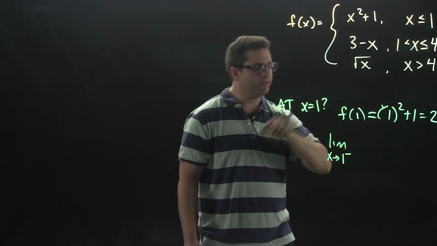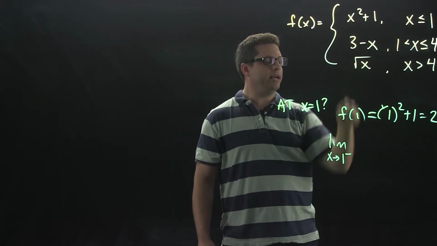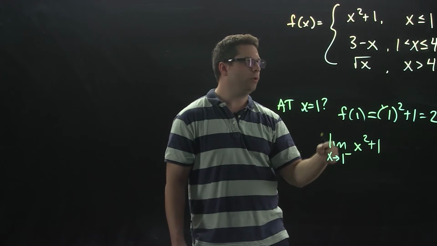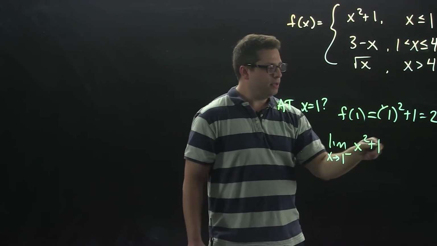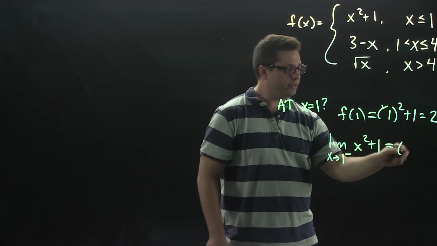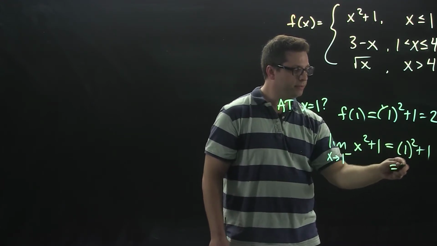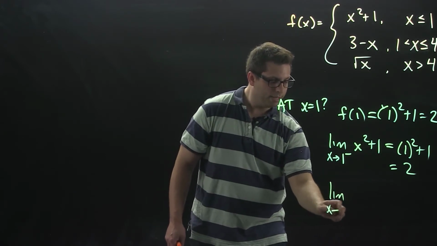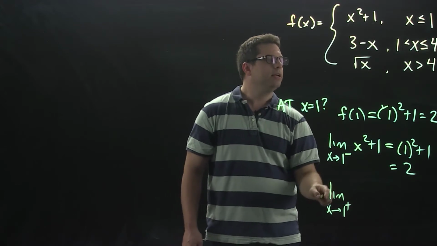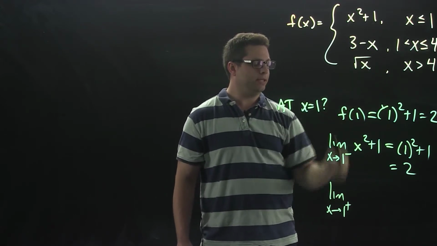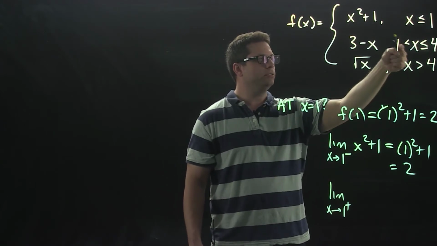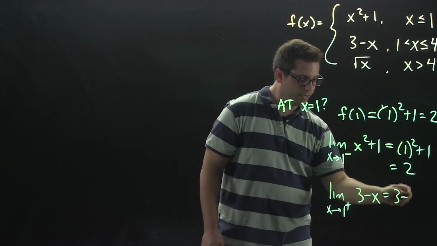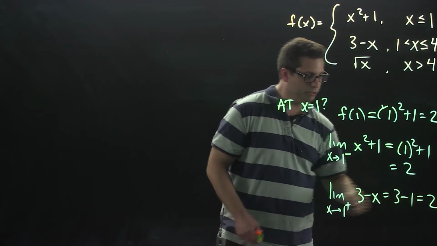So let's take a look at the left-hand limit. Now that's using the x squared plus 1, because if you're approaching 1 from the left, that means you're slightly less than 1. That's what that means. All right, and then I'm just going to plug in 1. Nothing bad happens, right? You're not dividing by 0 or anything. And you get 2. Let's take a look at the right-hand limit. So x is going to approach 1 from the right. Now that is going to use the 3 minus x. Again, you're slightly bigger than 1. That would put you in this interval. So I'm going to use 3 minus x. And when I plug that in, I'm going to get 3 minus 1, which is 2.